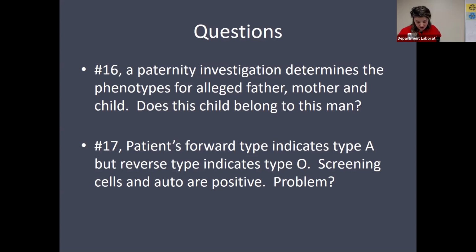All right, and then the last question, patient's forward typing, you have 4+ with anti-A, negative with anti-B. In your back type, you have an unexpected reaction with your A1 cells, a 1+ reaction, and a 4+ reaction with your B cells. What do you guys think about that? What's going on there?